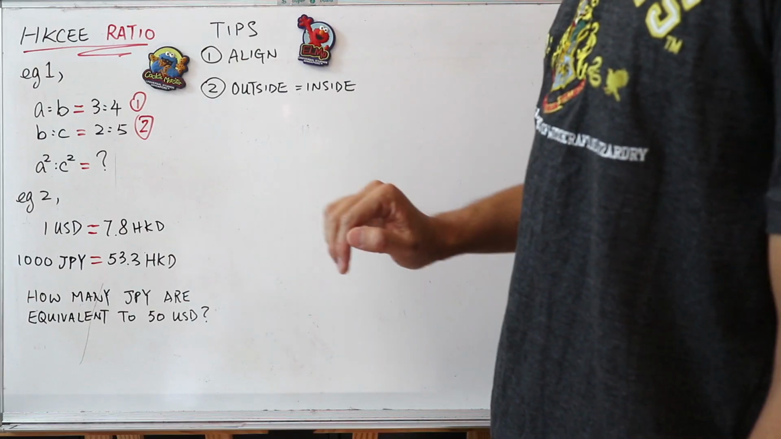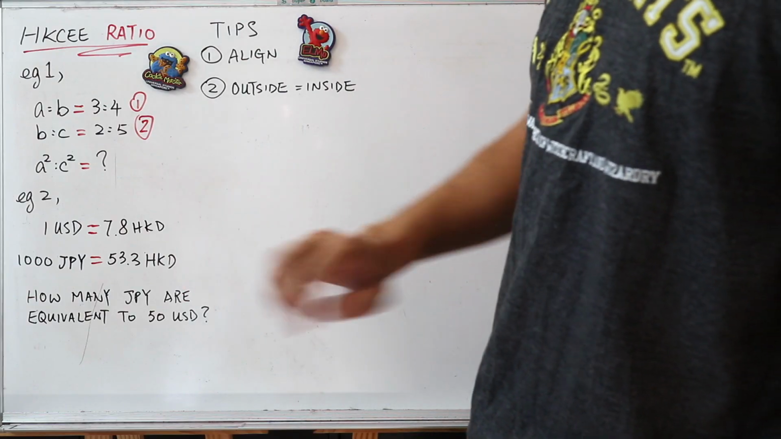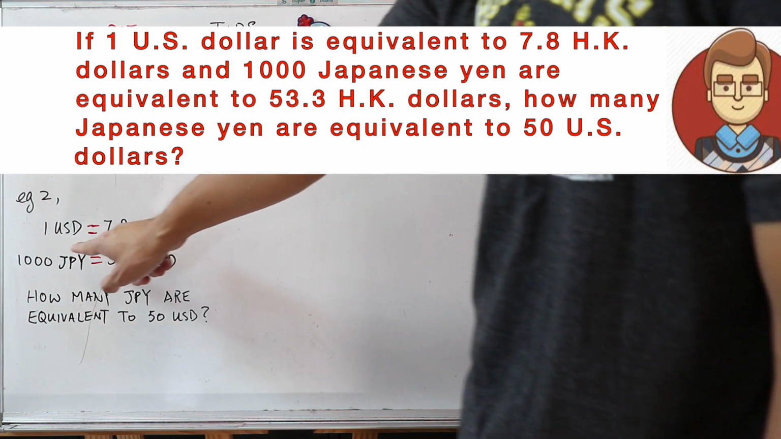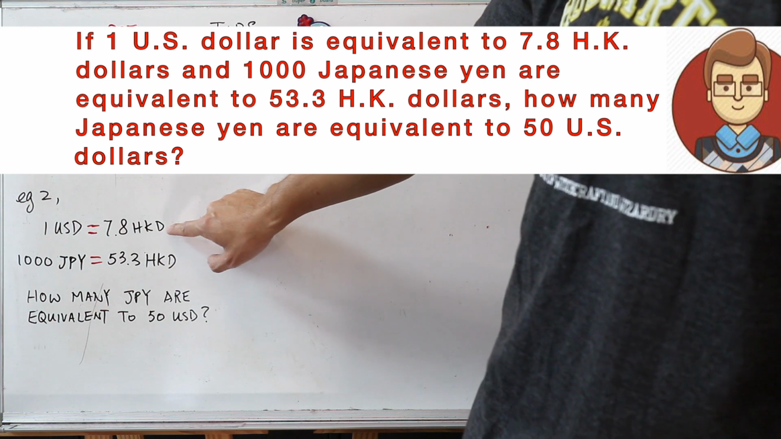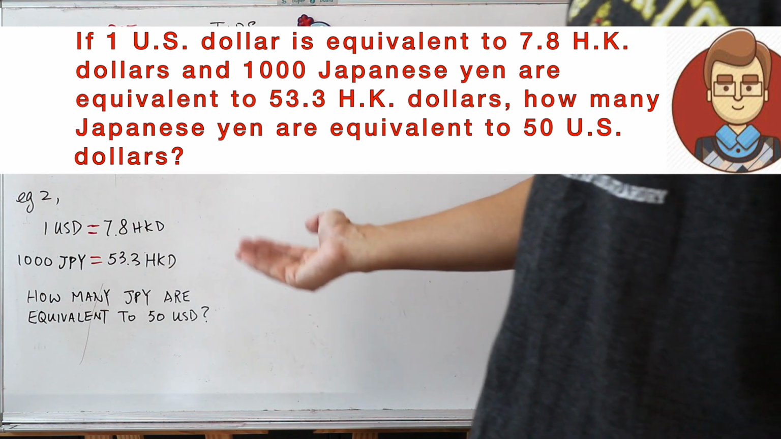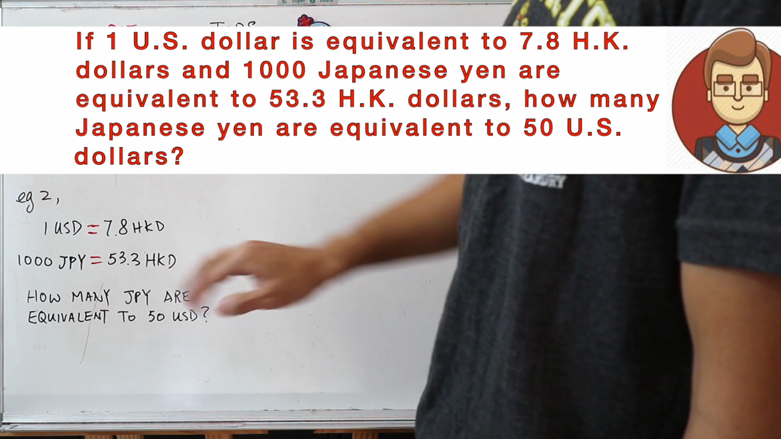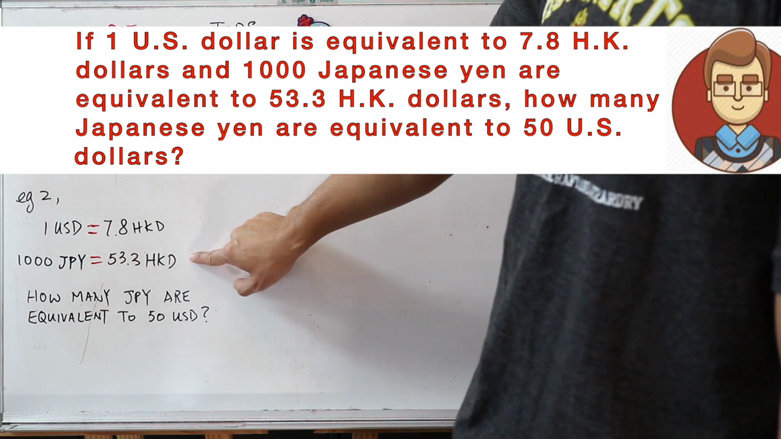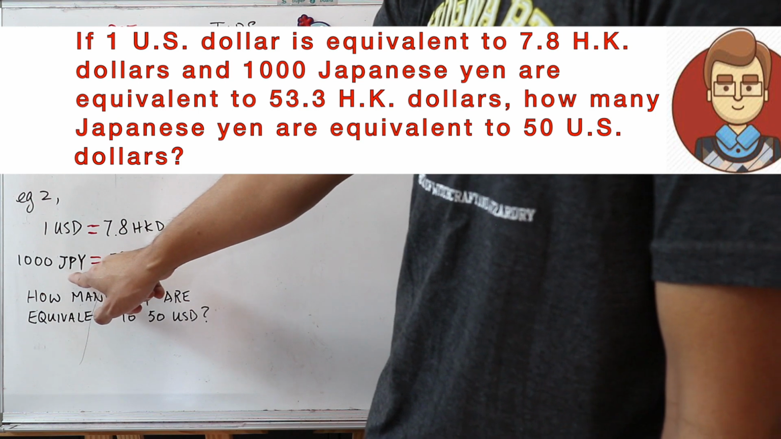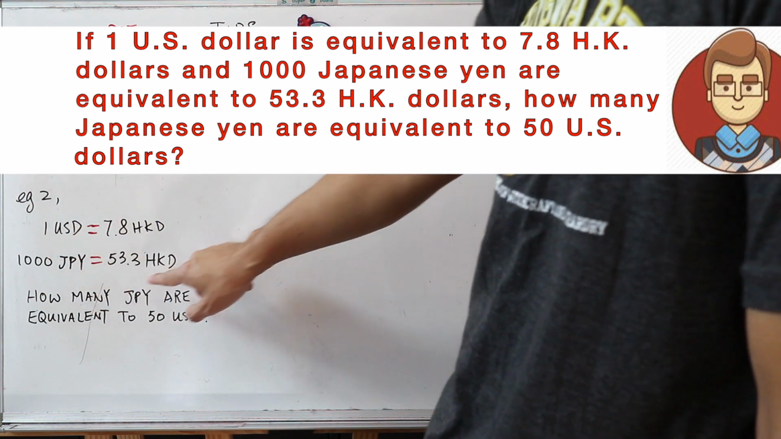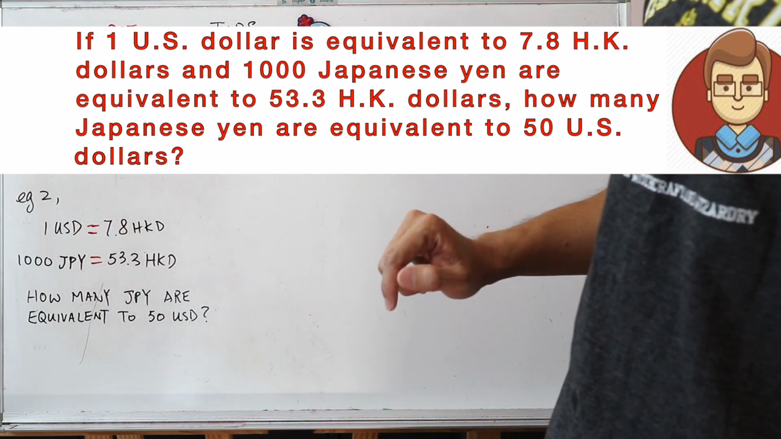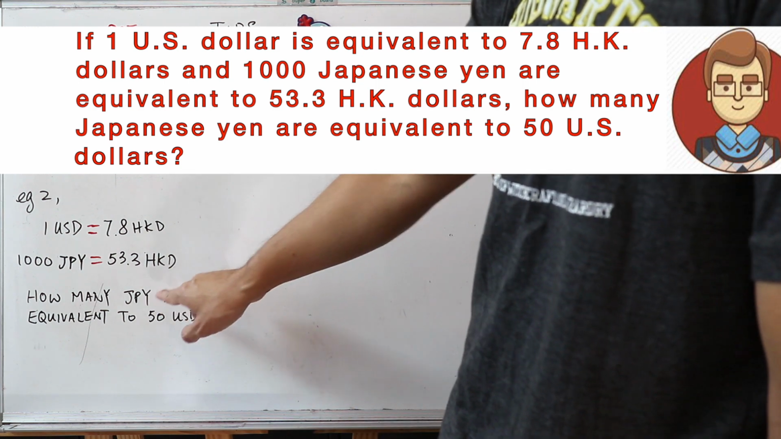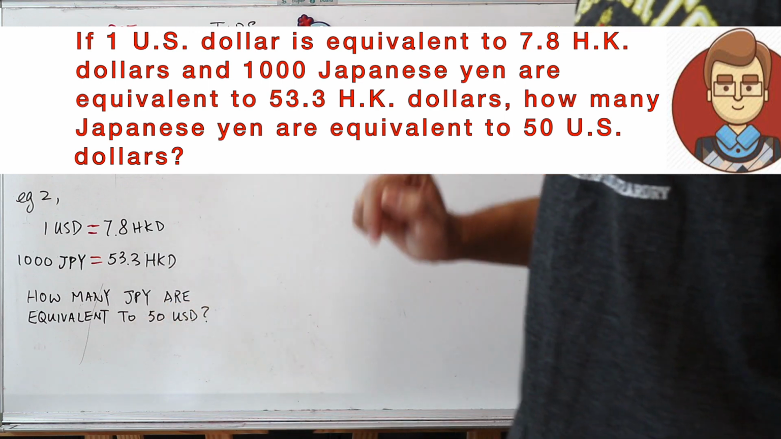Now let's take a look at example number 2. You are given two pieces of information. The first piece of information is $1 is equivalent to 7.8 Hong Kong dollars. So it's giving you the exchange rate between US dollars and Hong Kong dollars. The question also tells you that 1,000 Japanese yen is equivalent to 53.3 Hong Kong dollars. Okay? So the question is asking you to find out how many Japanese yen are equivalent to 50 US dollars.